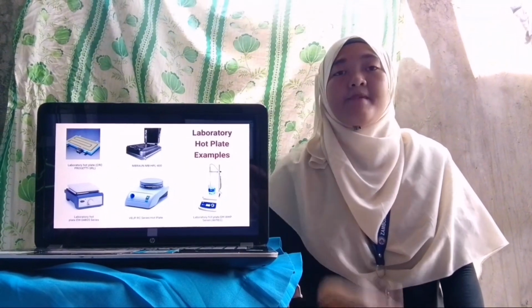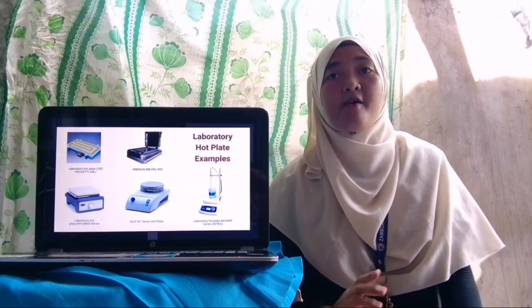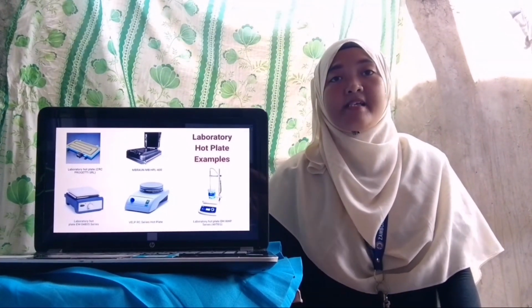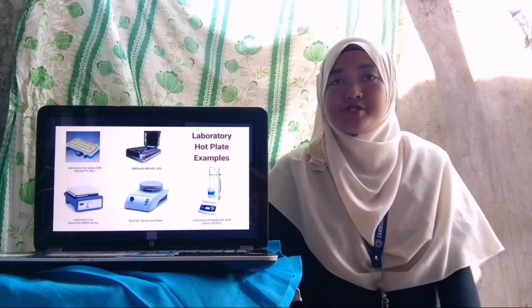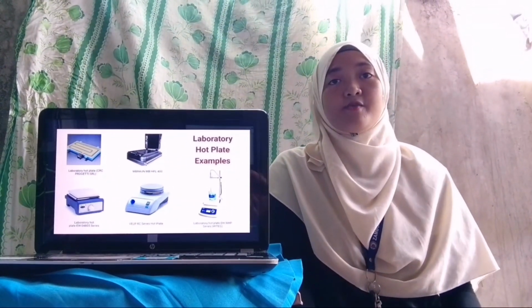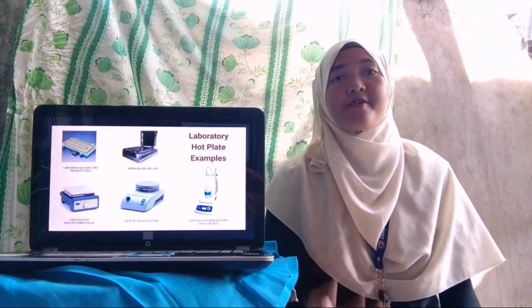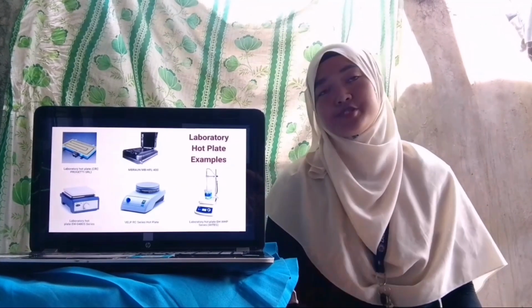And next is maintaining constant temperature. Hot plates can maintain a constant temperature, making them ideal for growing cells or cultures. They are frequently used in biology and microbiology labs to culture and study microorganisms, providing a sterile environment for growing cells or cultures.